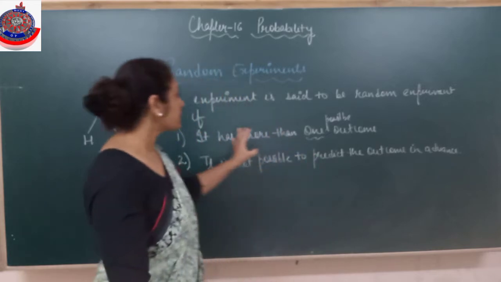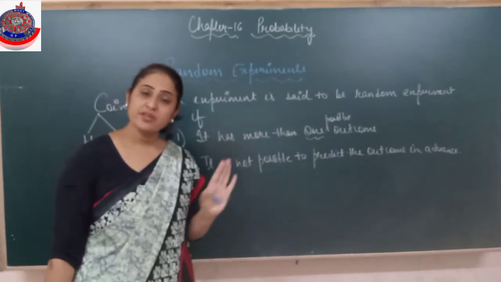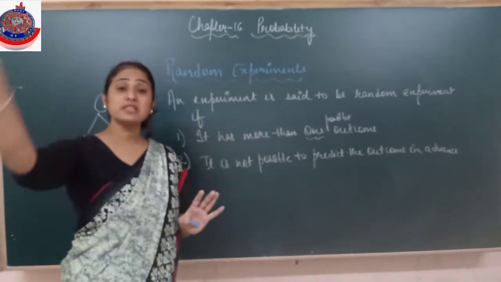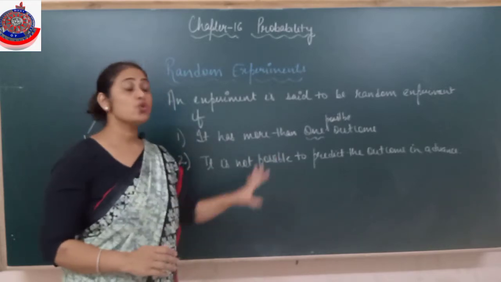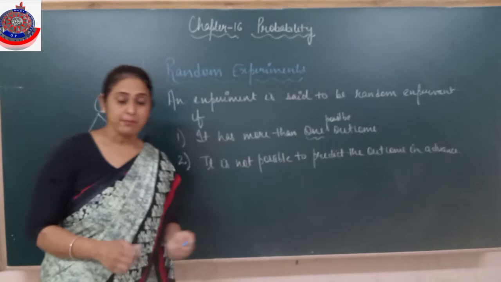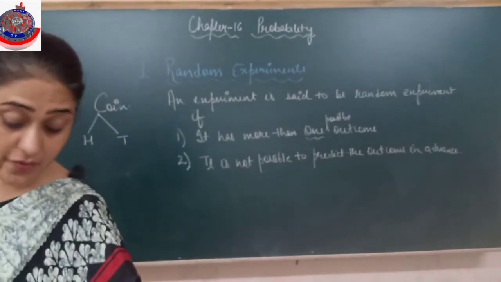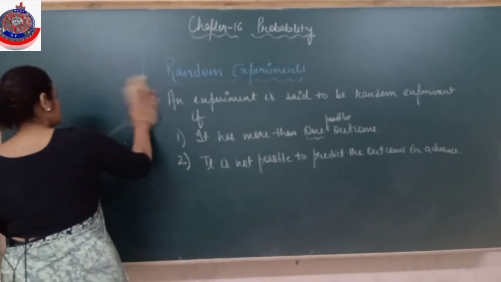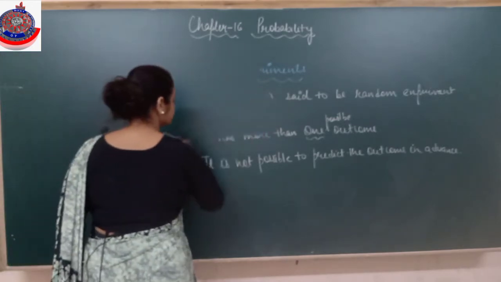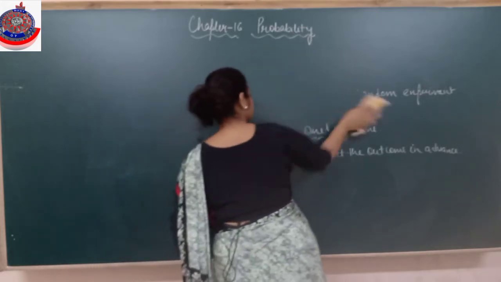So random experiment, which has more than one possible outcome. I know what all things can come, but what exactly will come, I come to know after performing the experiment. Is it clear? I hope random experiment is clear to everyone. The next is outcomes.